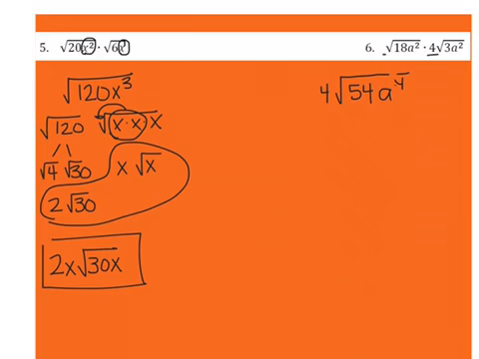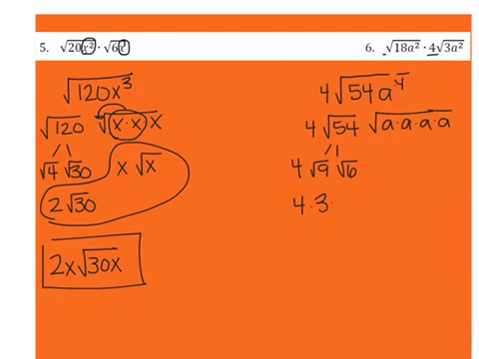So now I'm going to split that up even further. I get 4, I want the root 54, and then root a times a times a times a. So I'm going to deal with the root 54 first, looking for a perfect square that goes into that. I can split it into root 9 and root 6. So I get 4 times 3 root 6. 4 times 3 is 12 root 6.